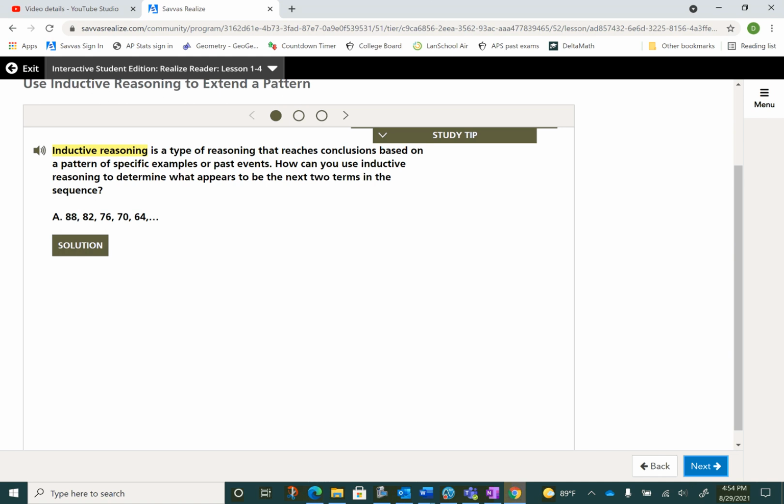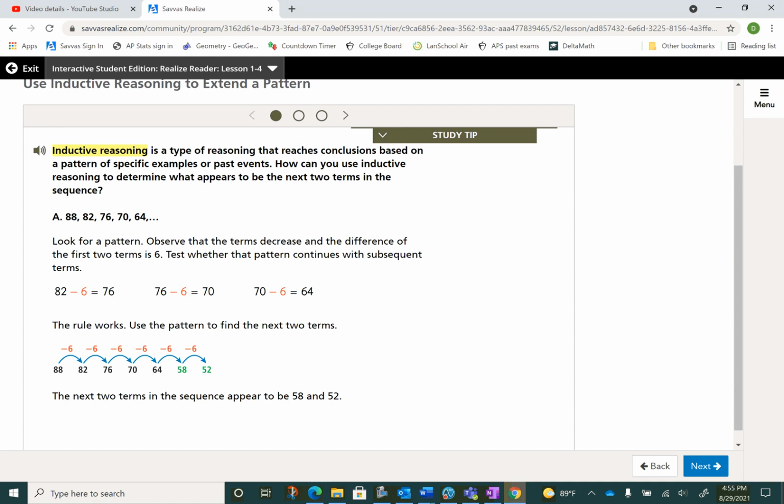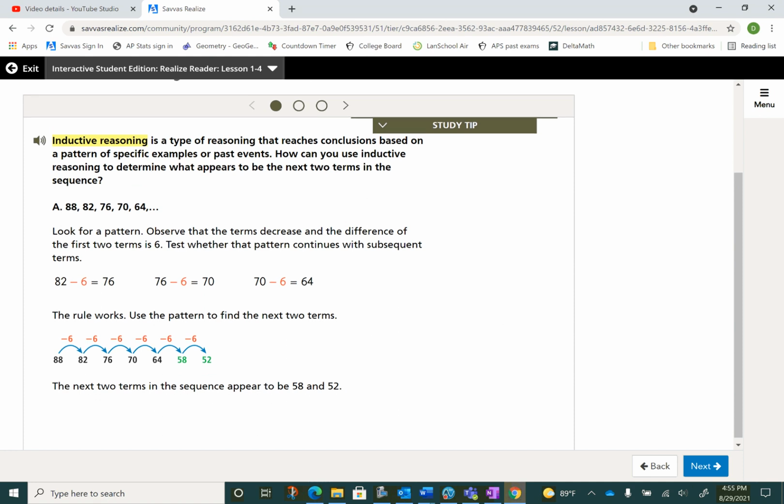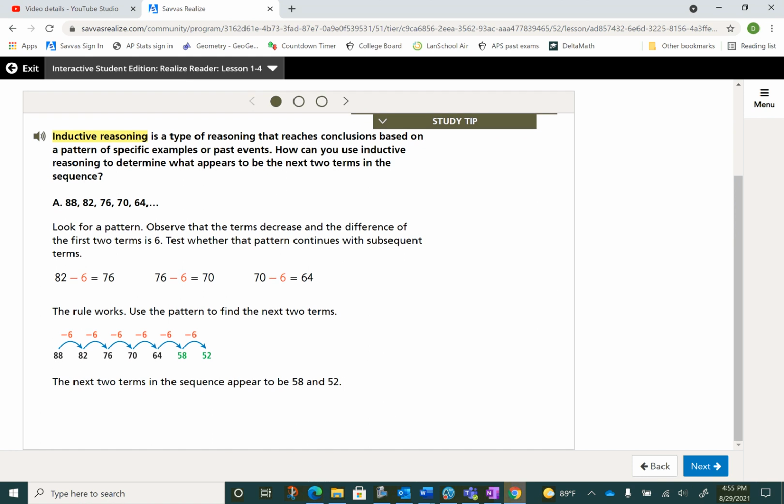So 88, 82, 76, 70, 64. Clearly they're decreasing. From 88 to 82, it went down by 6. 82 to 76, it goes down by 6. 76 to 70, clearly it goes down by 6. So we have a consistent pattern that goes all the way through, and we can use that pattern to predict the next two terms simply by taking 64 and subtracting 6 to get 58. 58, subtract 6 and get 52.